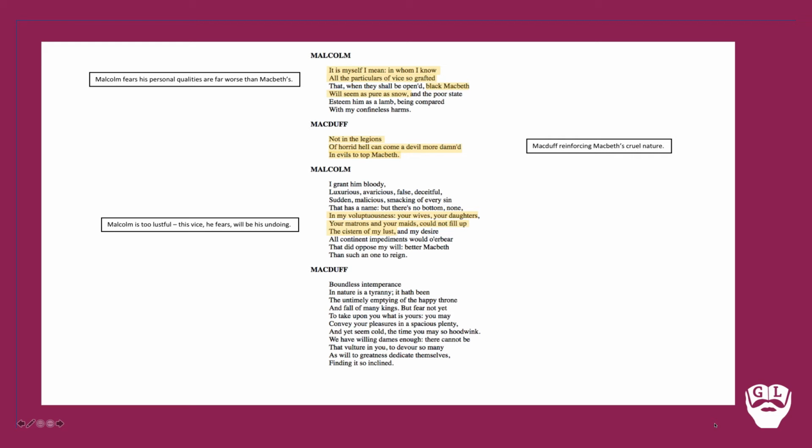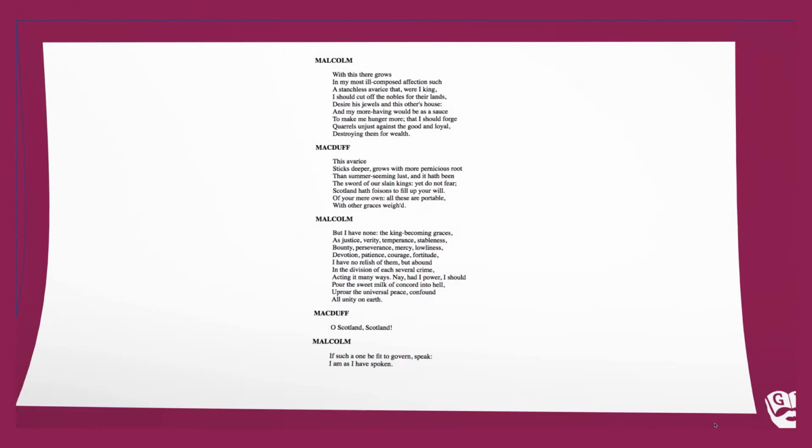But Macduff is trying to say to him, "Fear not yet to take upon you what is yours. You may convey your pleasures in a spacious plenty." He's trying to make him realise this can be dealt with. This is something that can be managed and handled in a way that isn't the same with Macbeth right now. It's important to notice. As the scene continues, Malcolm says that's not just his only vice.